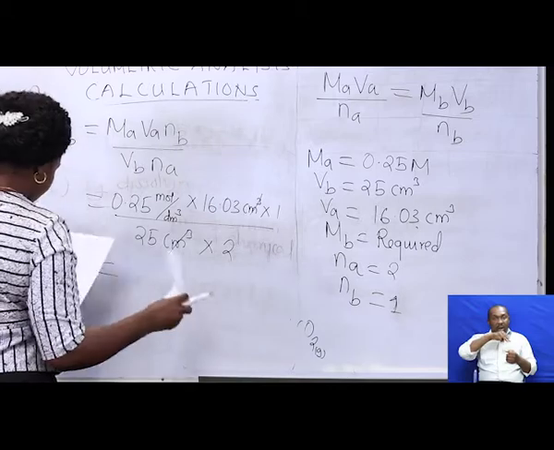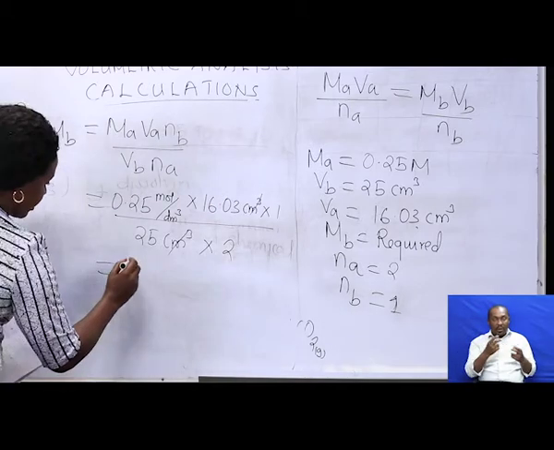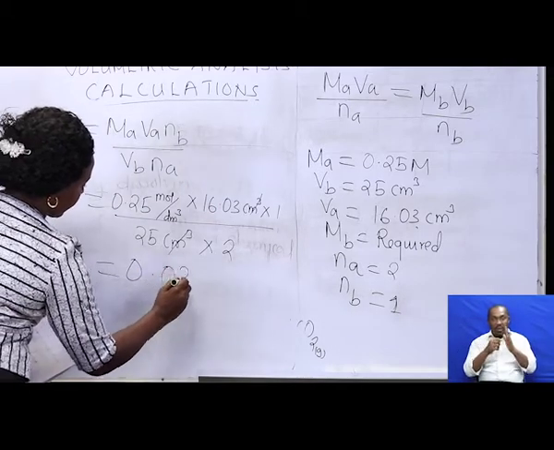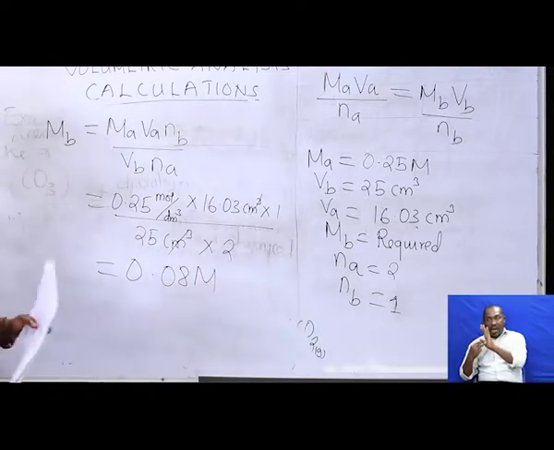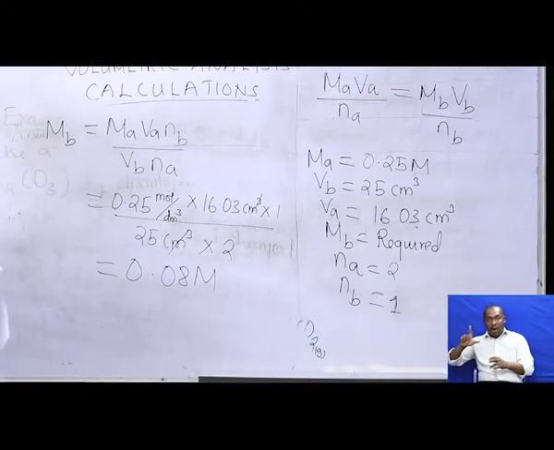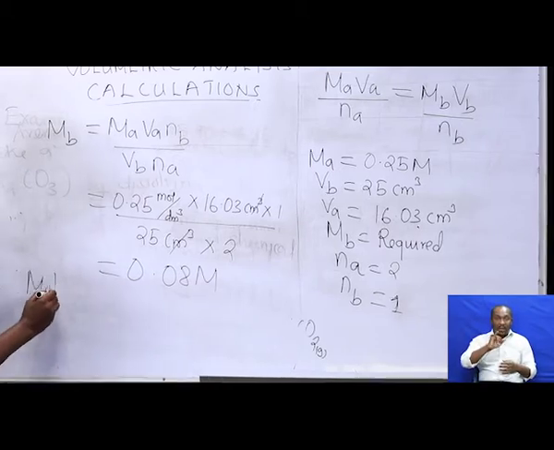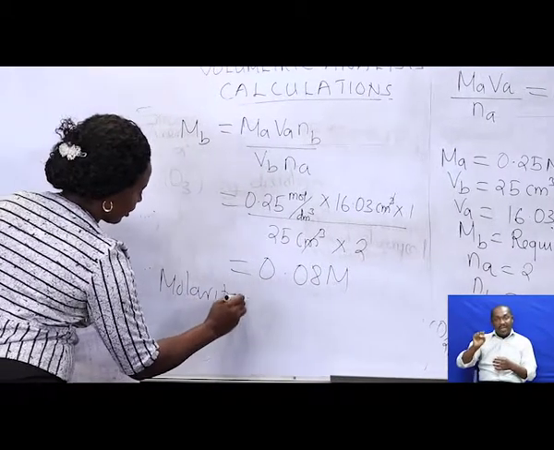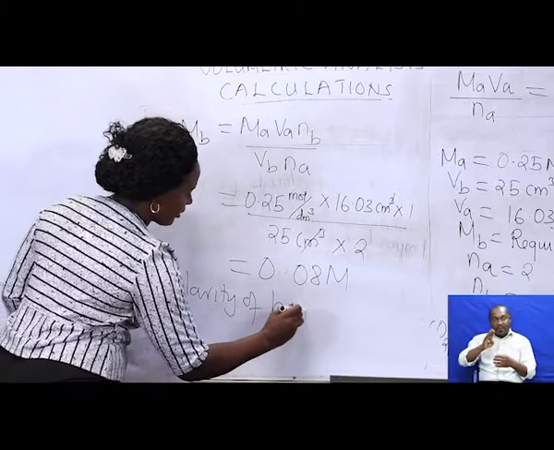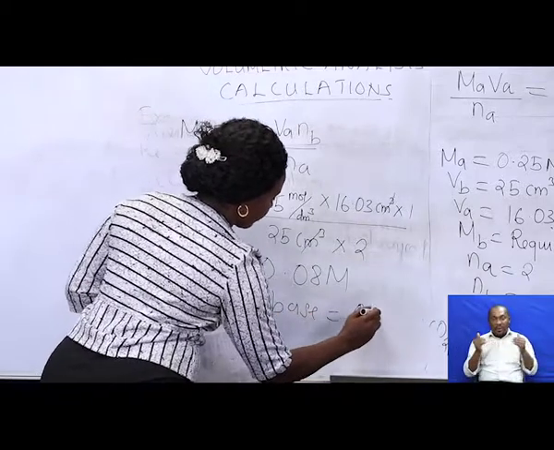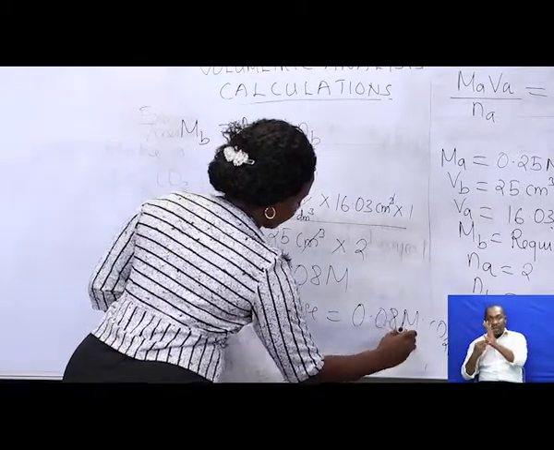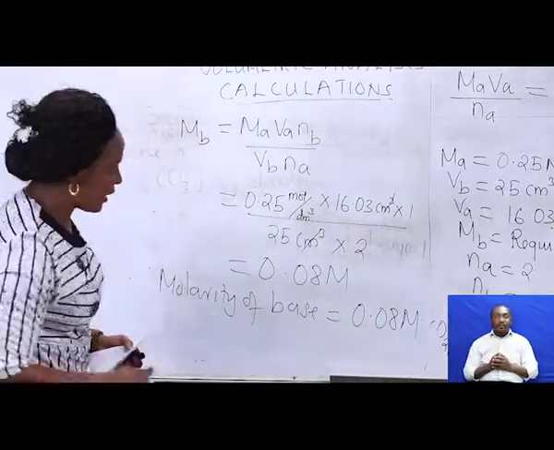What will be the answer? It is 0.080 molar. So molarity of base, therefore, molarity of base is equal to 0.080 M.